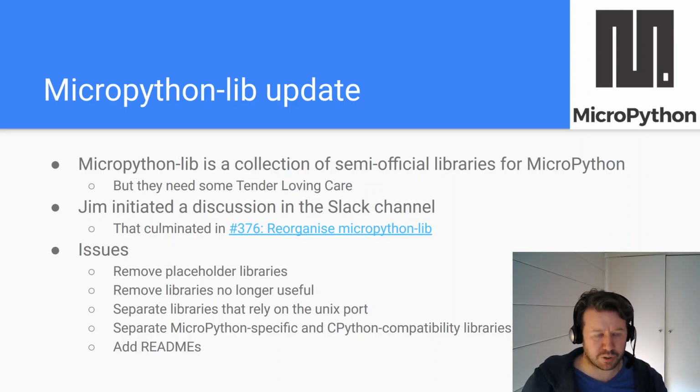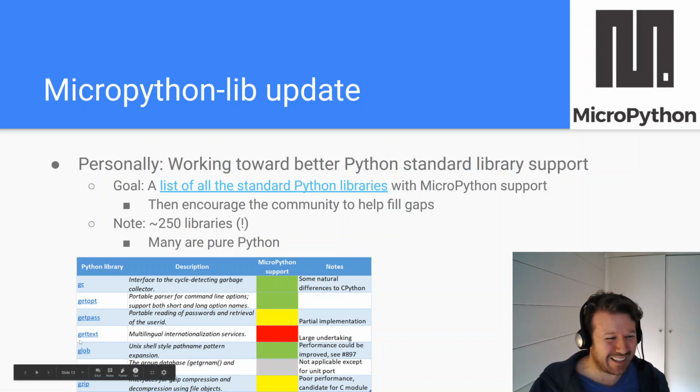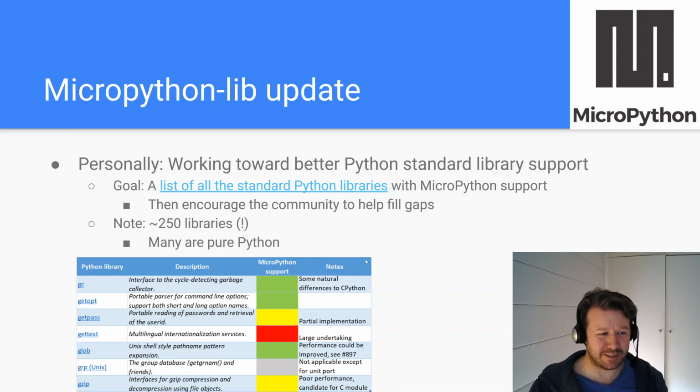So there's a real push to try and get that back up to speed and to a much better quality. I personally want to take this a little further. I've made up this table here, it's fake data, there's nothing in here that's real, but I would like to have a table of information which showed a row for each of the standard Python libraries and whether we have MicroPython support and what state that's in.